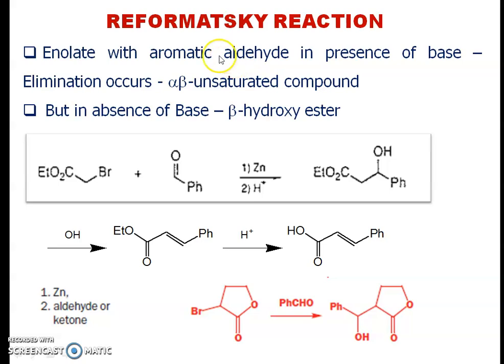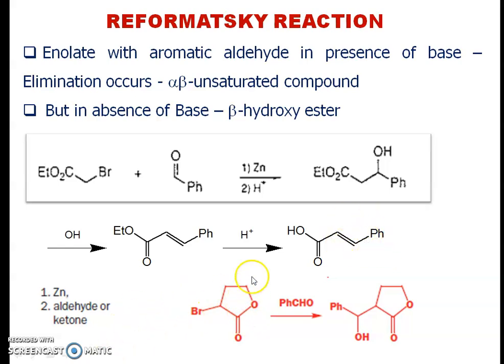With an aromatic aldehyde, in the presence of base, in some cases it can undergo an elimination and form an unsaturated compound like this. So in the presence of alpha bromoester and benzaldehyde, it first forms a beta hydroxy ester. In the presence of base, it is first dehydrated, water gets eliminated, and on hydrolysis the ester gets hydrolyzed and forms an unsaturated carboxylic acid, that's cinnamic acid.